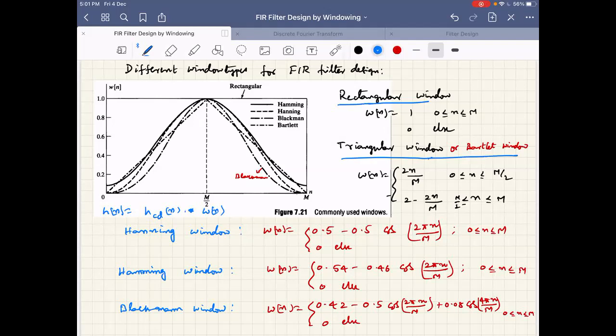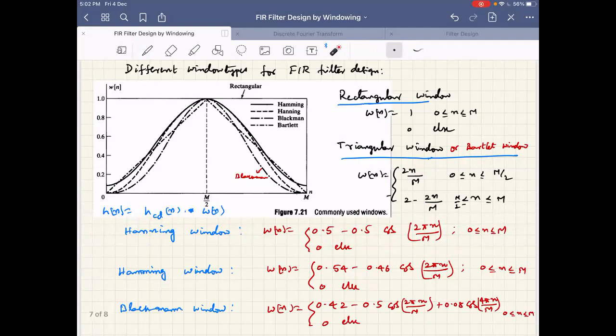So as I said, if we wish to design a filter, what we first do is to get HD of n, and then pick one of the W of n, and then find the H of n. With this we design a filter either in the time domain or in the frequency domain.